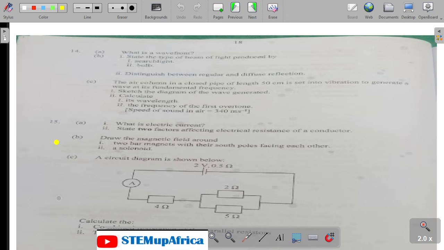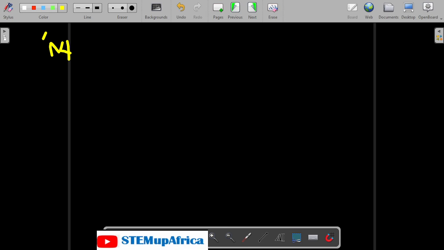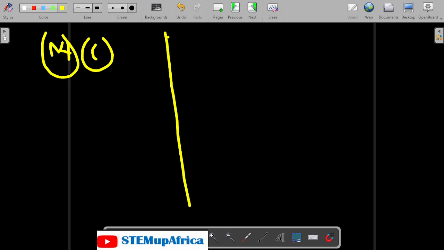Then that is question 14b. Let's go to 14c. It says an air column in a closed pipe of length is set into vibration to generate a wave at its fundamental frequency. So sketch the diagram. We are dealing with a closed pipe here, under closed and open pipes with vibration of sounds.